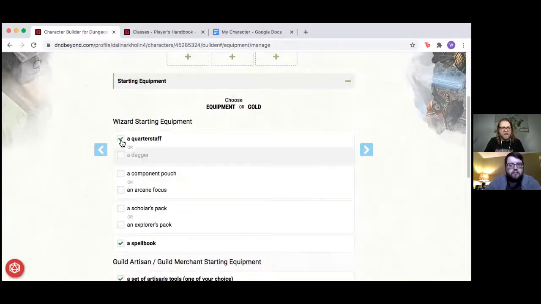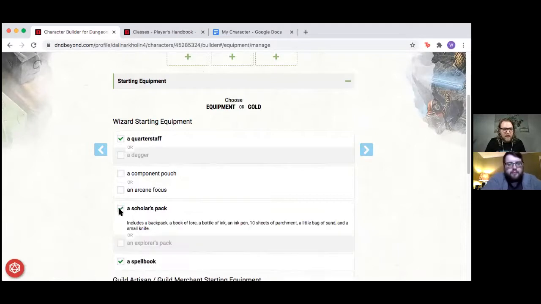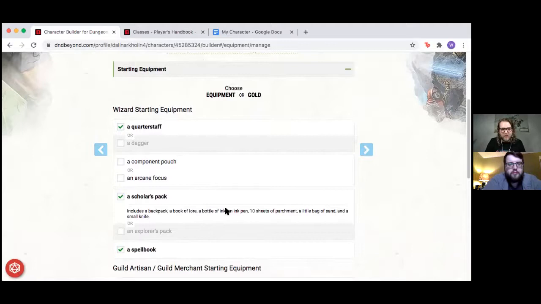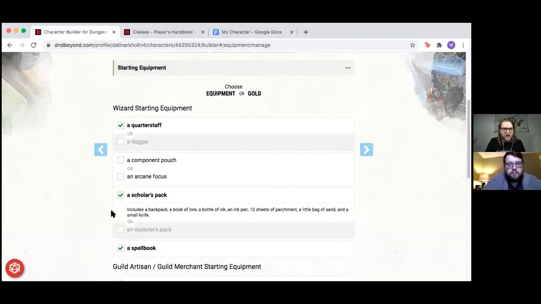I want a dagger. I'm sorry, a quarterstaff. Ooh. Interesting. Yeah, I like the idea of bopping somebody with that if they annoy me. Kind of like Yoda. Let's see here. I think I'll take a scholar's pack. It's got a book of lore, bottle of ink, ink pen, parchment. Yeah, that's definitely what I want.